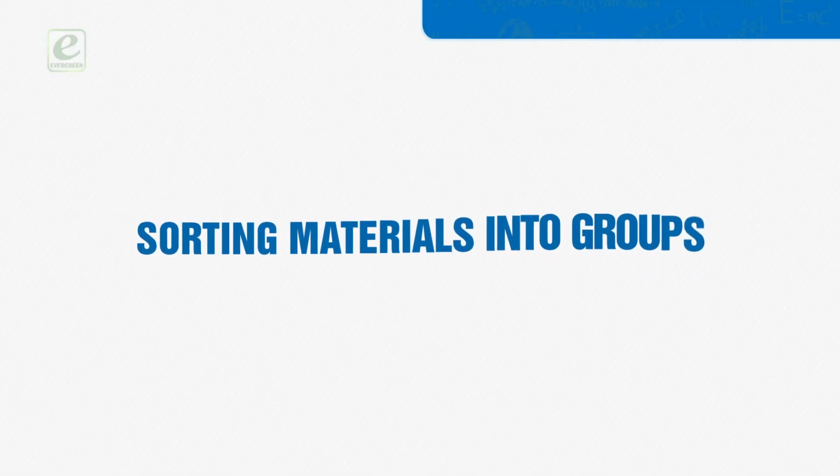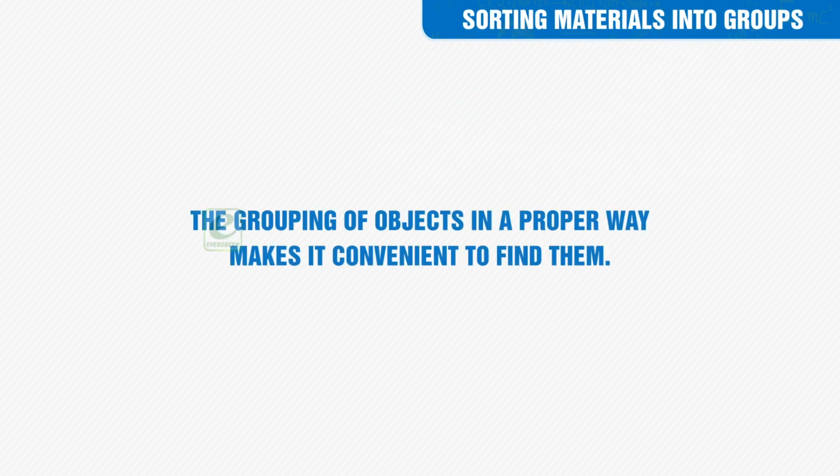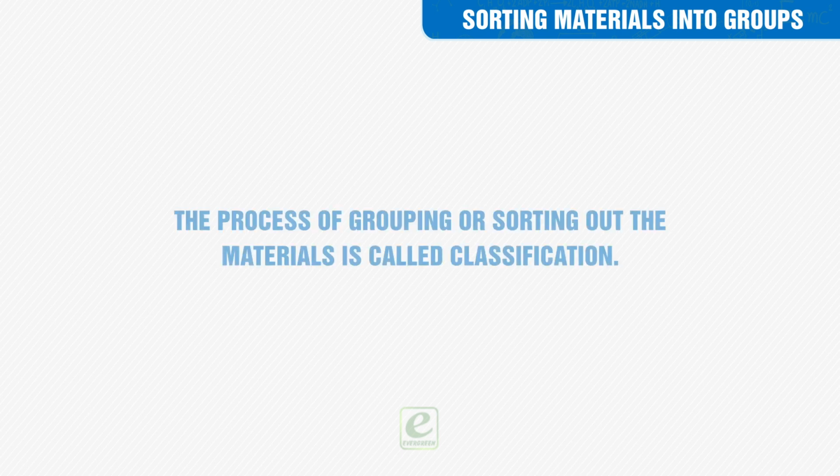Sorting materials into groups. The grouping of objects in a proper way makes it convenient to find them. The process of grouping or sorting out the materials is called classification.